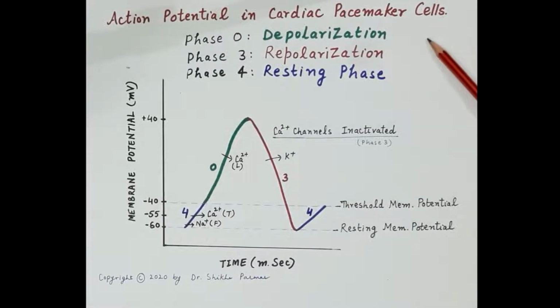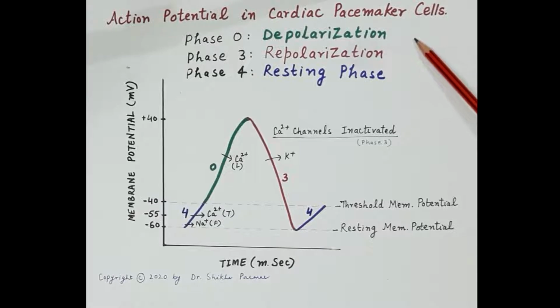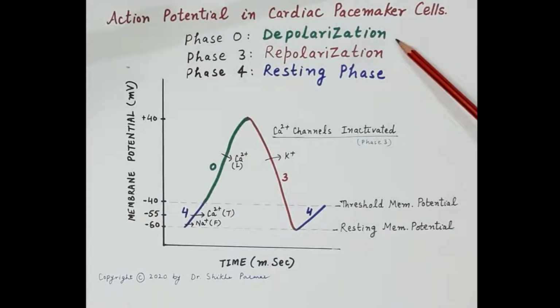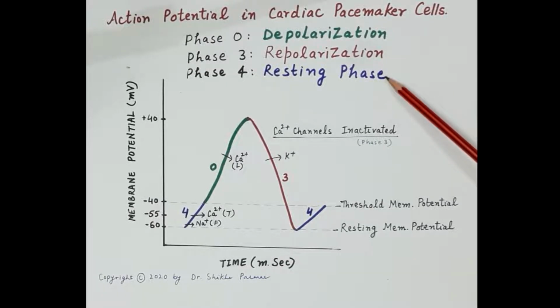Now this slide talks about the action potential in the nodal cells, that is the pacemaker cells, the SA node and the AV node. Now the SA node possesses the property of automaticity, and the SA node depolarizes on its own. And there are 3 phases in the action potential. Phase 0, that is the depolarization phase. Phase 3, that is the repolarization phase, and phase 4, that is the resting phase.